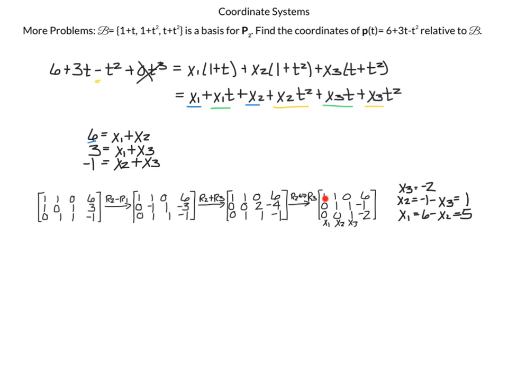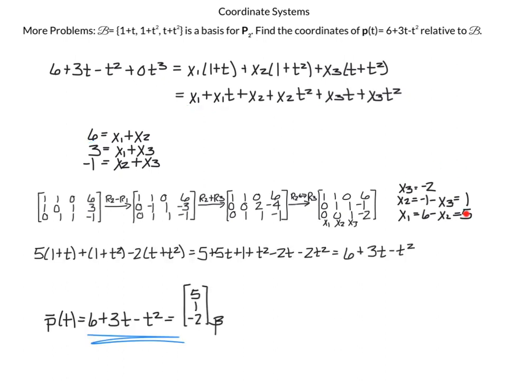So now I can row reduce this, and what I get is that x3 is equal to negative 2, x2 is equal to 1, and x1 is equal to 5. I can put these coefficients now in front of my bases. So I have 5 times my first basis vector, 1 plus t, 1 times my second basis vector, 1 plus t squared, and then x3 is minus 2 times my third basis vector, t plus t cubed.